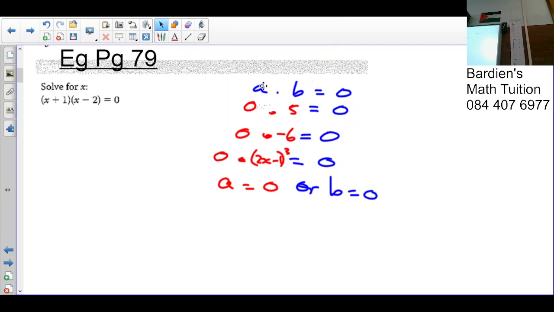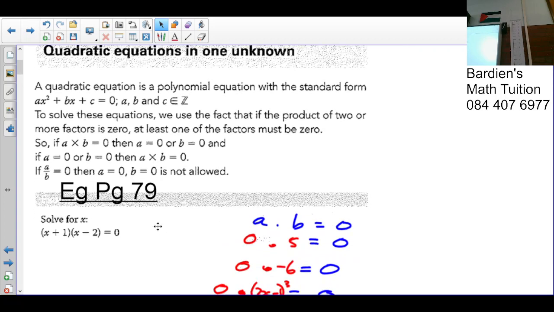So going back to the introduction to the section, we are told that a quadratic equation is a polynomial equation with the standard form ax squared plus bx plus c equals 0. That is called the standard form, where a, b and c are elements of the integers. But now it will be positive, negative, all numbers then.